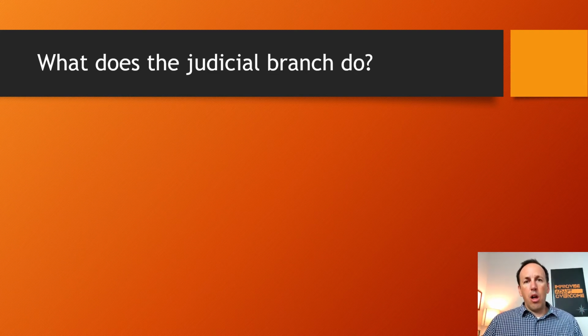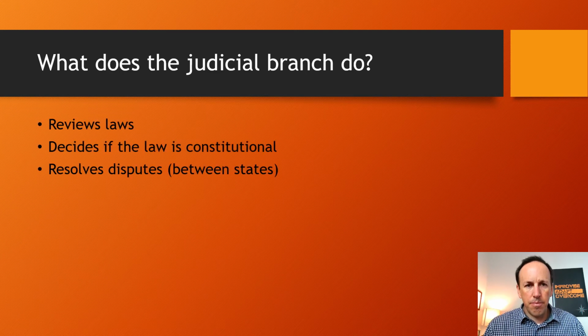Okay, what does the judicial branch do? They review the laws, and in our case, they can declare a law unconstitutional. I'm just saying there's more to it, but we're keeping it simple. Fair enough? The judicial branch reviews the laws and sees how they compare to the Constitution. Oh, it says it right here. Reviews the laws, decides if the law is constitutional, resolves disputes between states. You probably don't need to know that right now, but that's a good one to know.